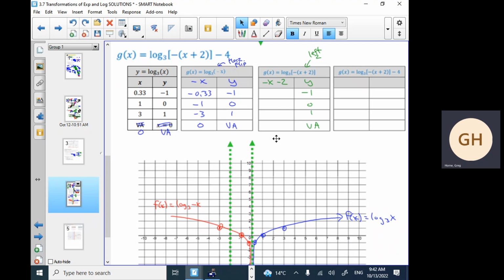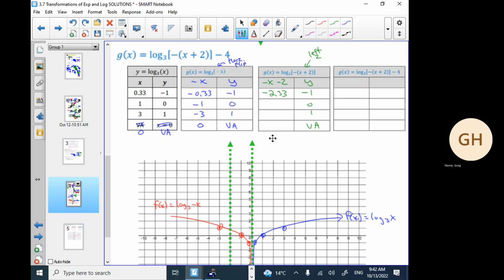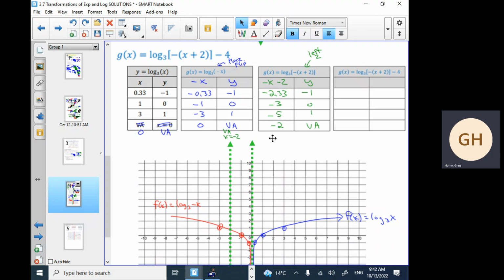So we're going to have 2 taken away from all of this. It's going to be negative 2.33, and the negative 3, and the negative 5, and of course, 0 gets negative 2. Shifted over. And so that's our x equals negative 2, the vertical asymptote. That can be done easily enough.